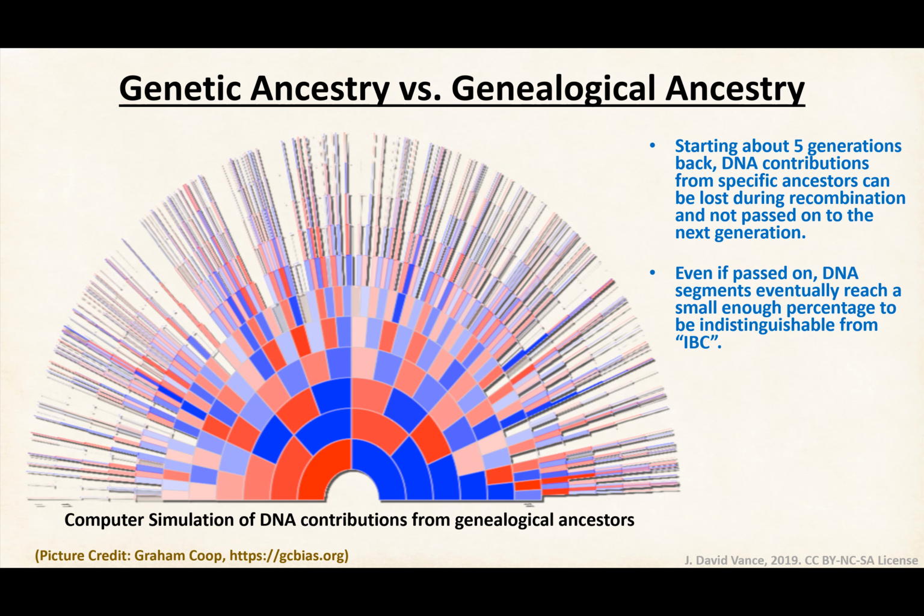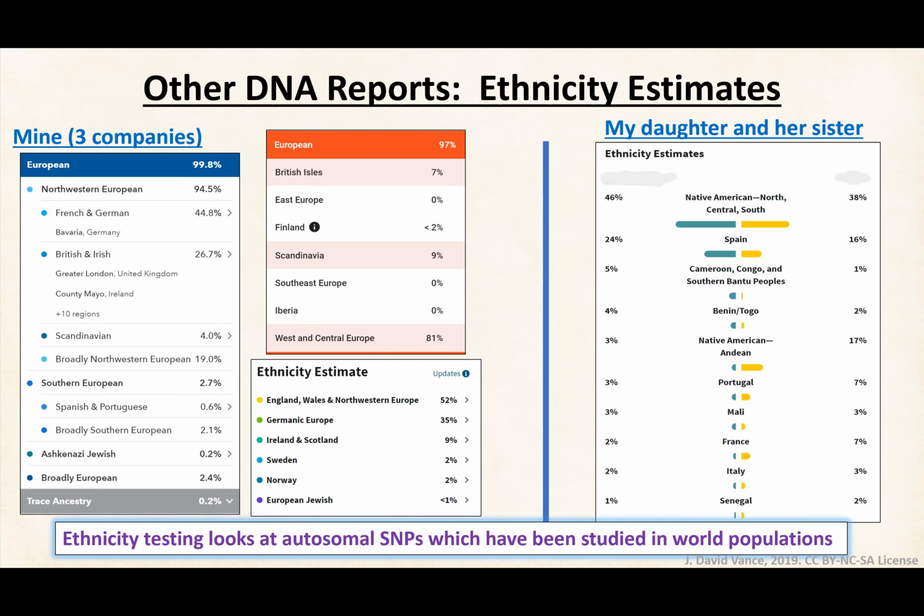There are a few other things that you get out of an autosomal DNA test, though. The ethnicity reports are things that everyone talks about. So these are some of mine and some of my daughter's ethnicity reports. And I want to give you a sense of what these are.